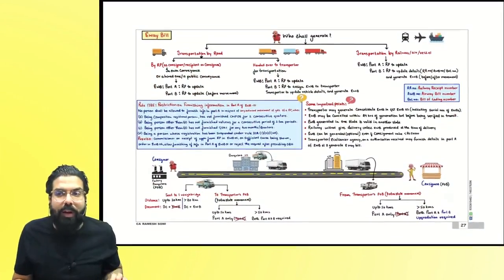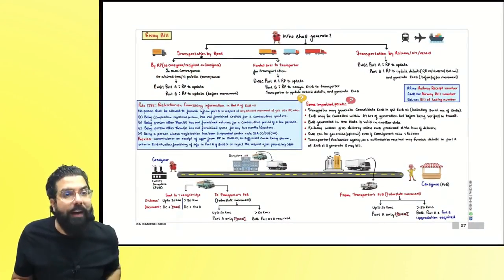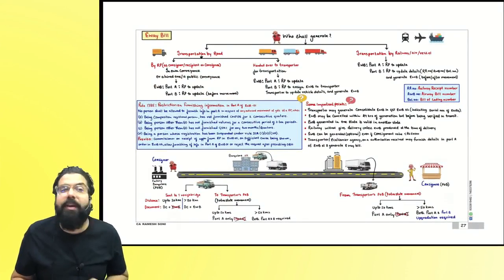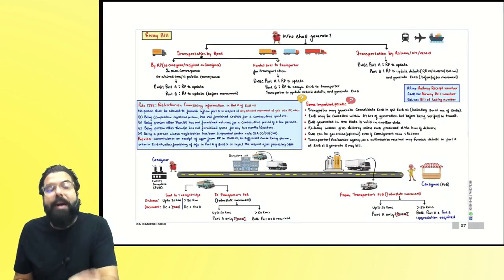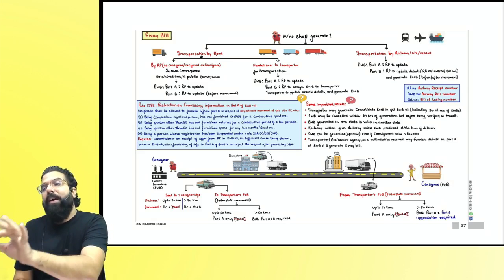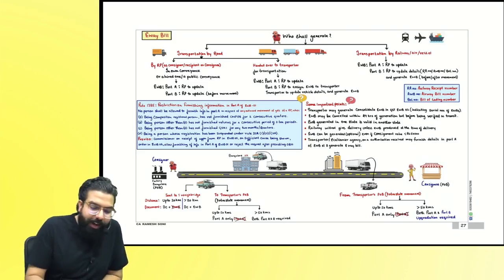Always remember one thing: an e-way bill is required for movement, whether it is a supply of goods, a supply of services, or not a supply at all. If there is a movement of goods, an e-way bill will be required. Are we clear, everyone? Next.